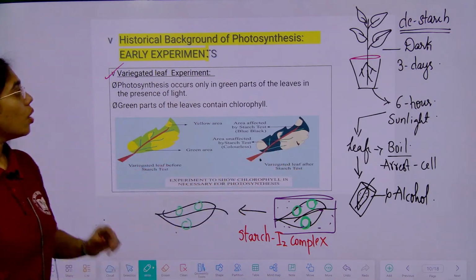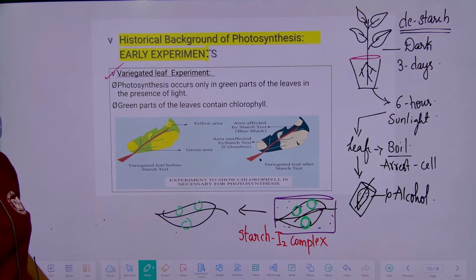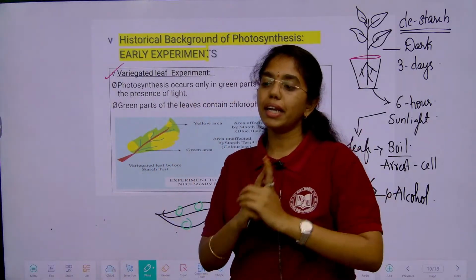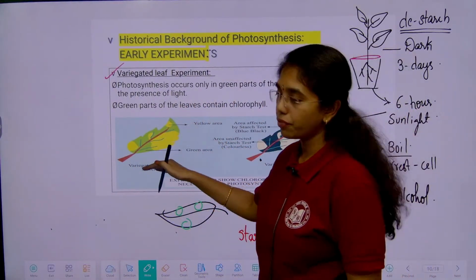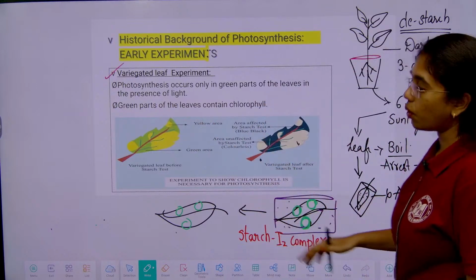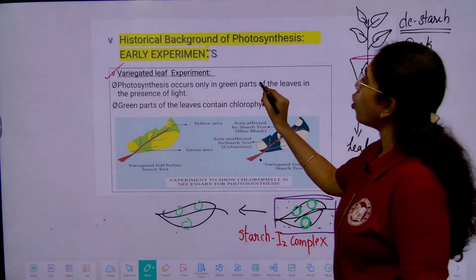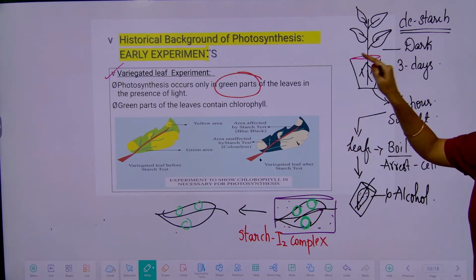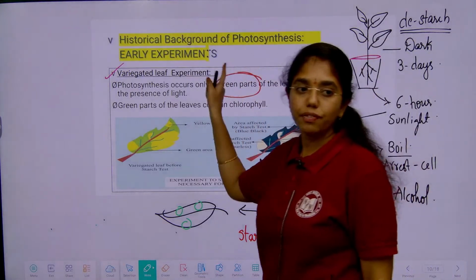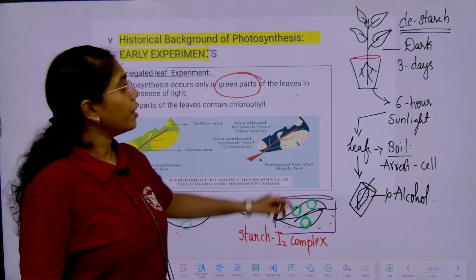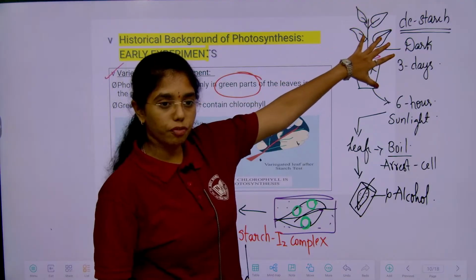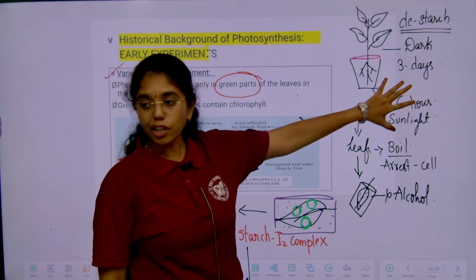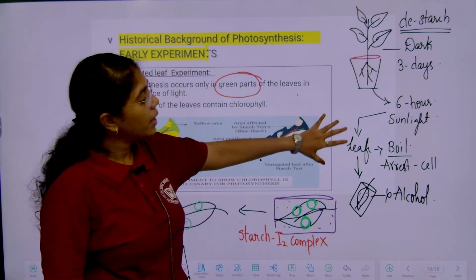Okay. So once again, this experiment is known as the variegated leaf experiment. A variegated leaf is a leaf which is not completely green in color. Some parts will be yellow and some parts will be green. So photosynthesis occurs only in the green parts of the leaves in the presence of sunlight. To confirm that statement, this variegated leaf experiment is done. Wherein first a potted plant is kept in dark for 3 days. Immediately after destarching it, we are providing sunlight only for 6 hours, and then the leaf will be boiled.